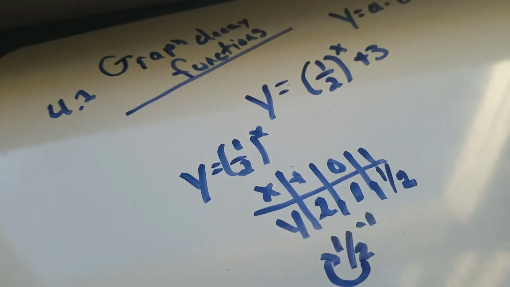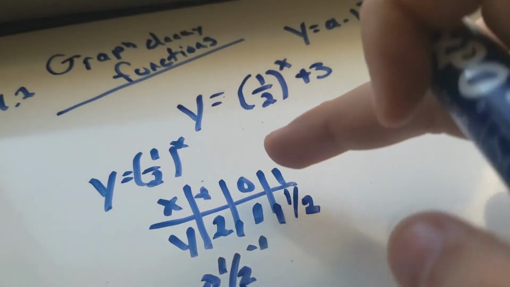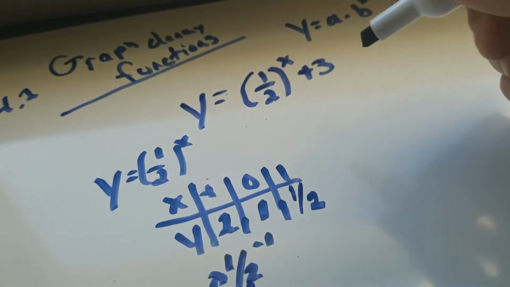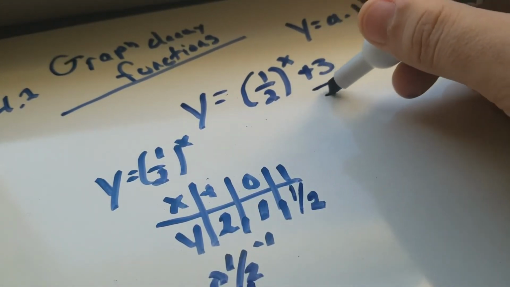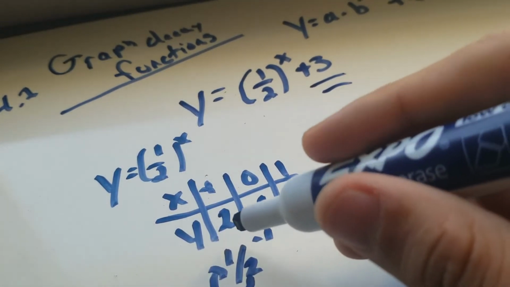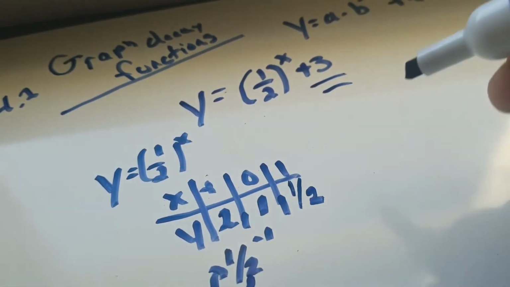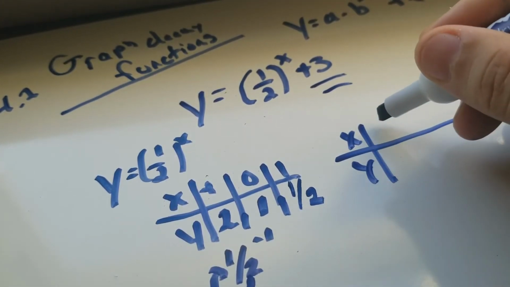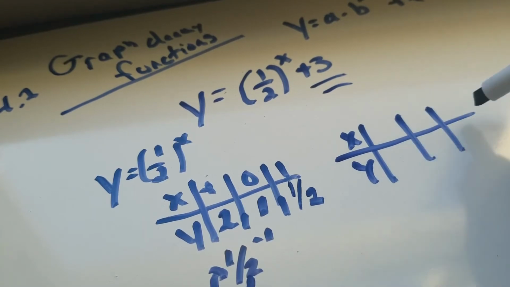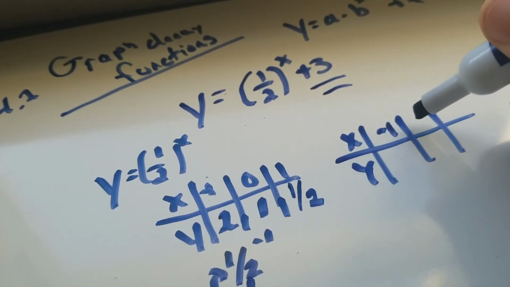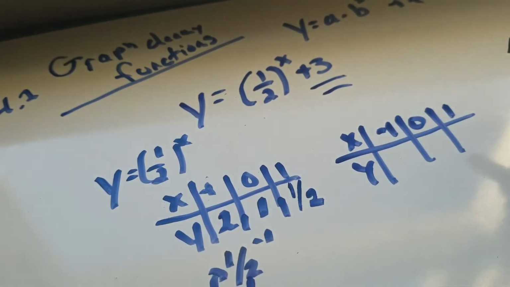All right, so we have our regular here. Let's say this right here is our base form, 1/2 to the x. Now this plus 3 is a k. So plus 3 adds to the y's. So I'm going to rewrite the equation now. And I'm going to rewrite the x's and y's. Well, there's no h here, so the x's are exactly the same. And we're happy with that.